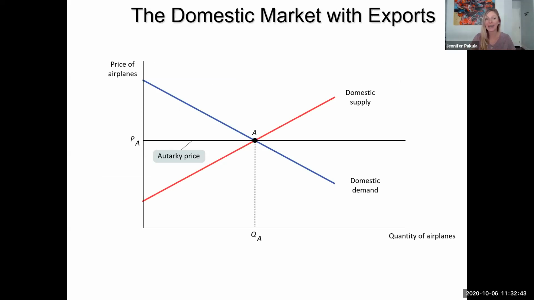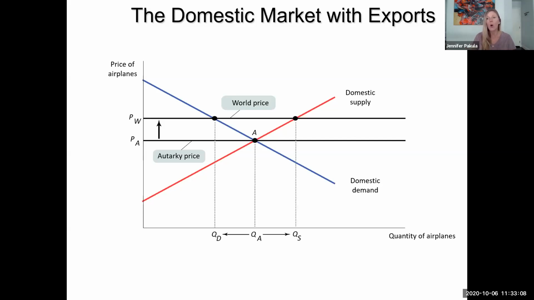This time I'm looking at airplanes. This is something that we actually do produce in the United States. Boeing is a very large company within the United States, and it is one of our top exports with the aircraft, airplanes, and helicopters. Price on the vertical, quantity on the horizontal, upward sloping supply, downward sloping demand, and our autarky price drawn as the solid line. Okay. When the world price is greater than our autarky price, this is going to lead to exports.